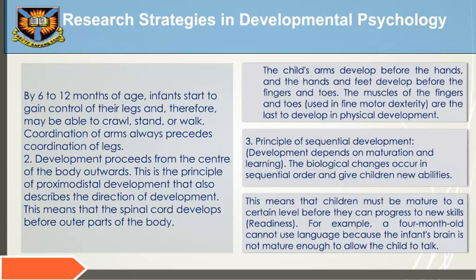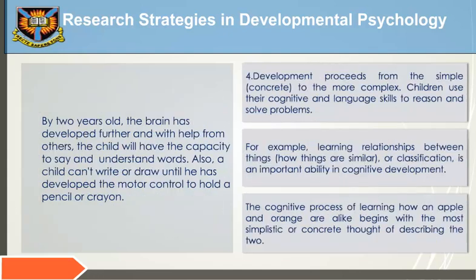For example, a 4-month-old cannot use language because the infant's brain is not mature enough to allow the child to talk. By 2 years old, the brain has developed further, and with help from others, the child will have the capacity to say and understand words. Also, a child can't write or draw until he has developed the motor control to hold a pencil or crayon.